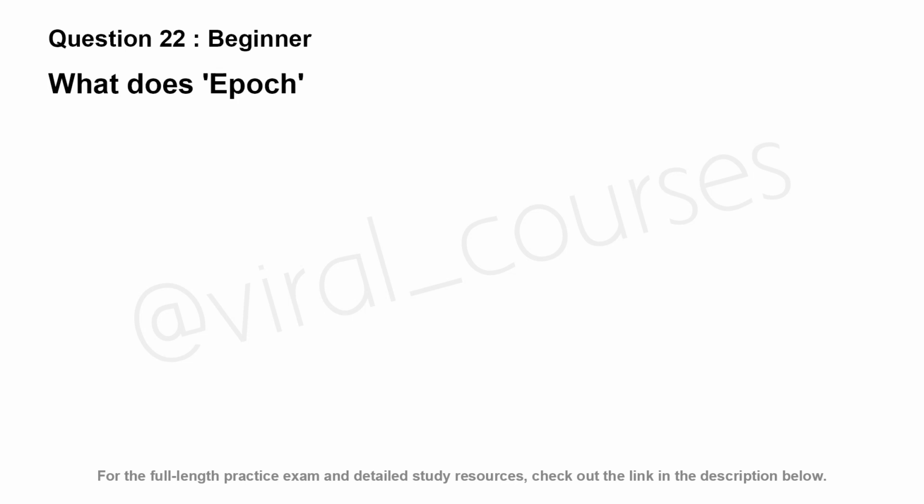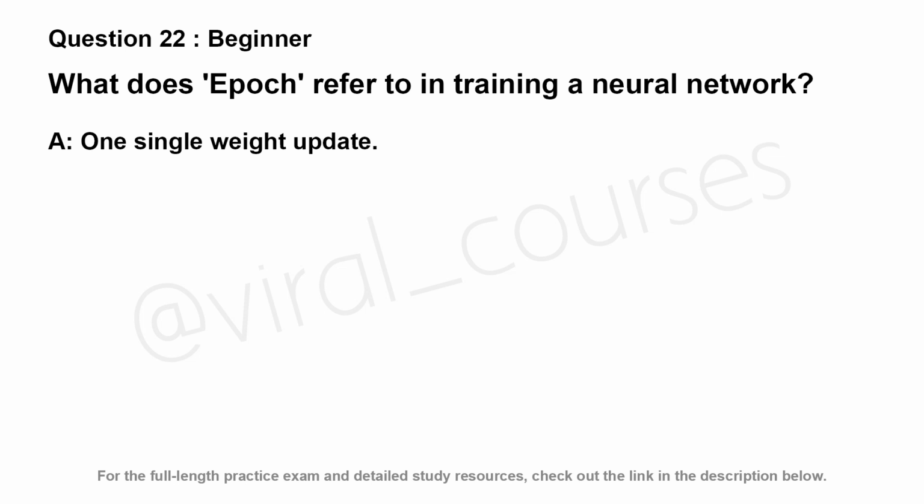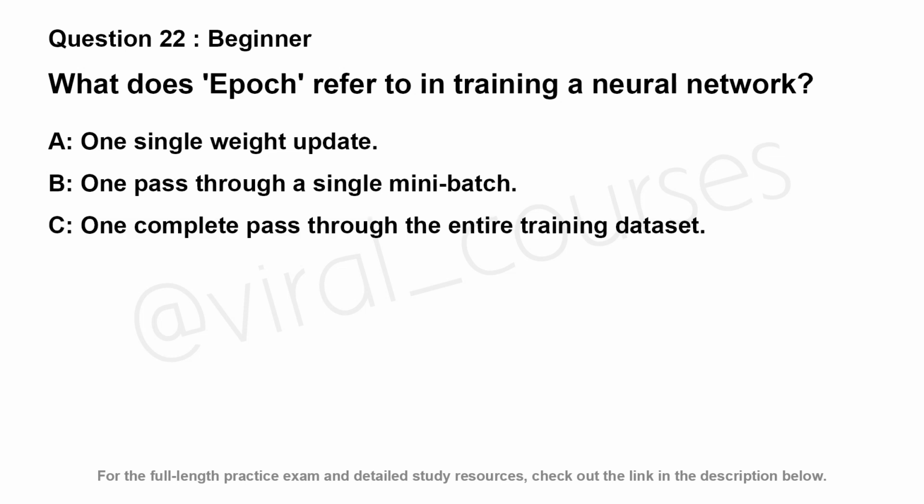What does epoch refer to in training a neural network? Option A. One single weight update. Option B. One pass through a single mini-batch. Option C. One complete pass through the entire training dataset. Option D. The total time taken to train a model.